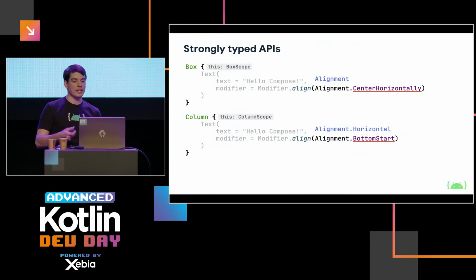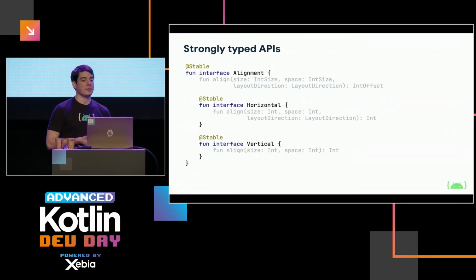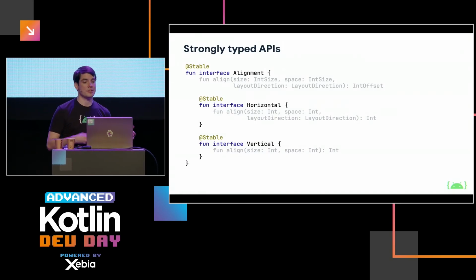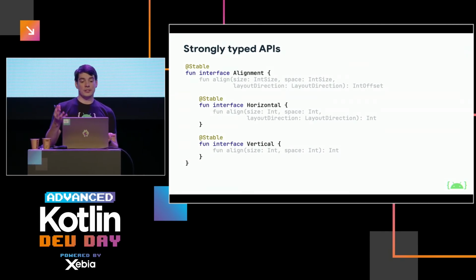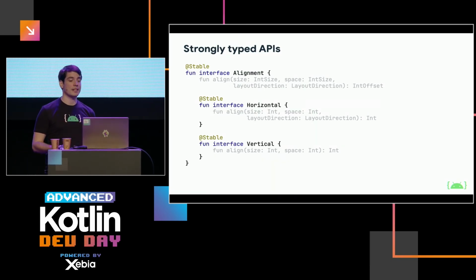So let's see how we can implement something like this. First of all, going to alignment, you might have expected this type to be an enum or something like that, maybe a sealed class. But it actually turns out to be a functional interface, which is another fun feature of Kotlin. And there are also some other more specific nested interfaces, horizontal and vertical, inside it.